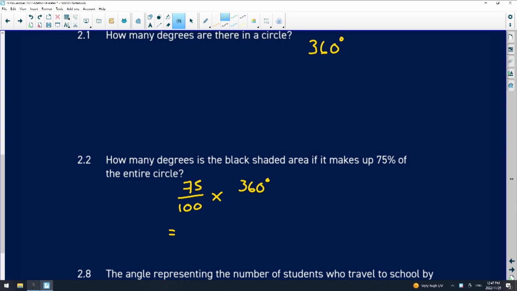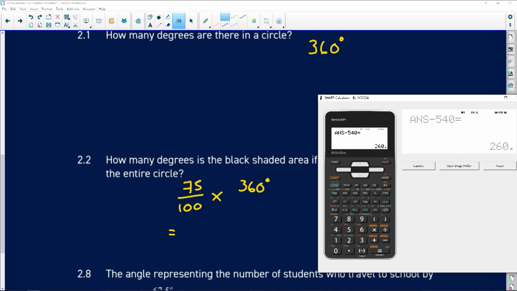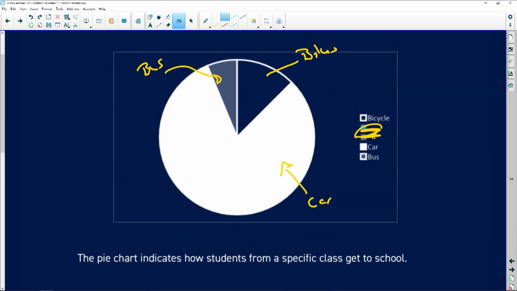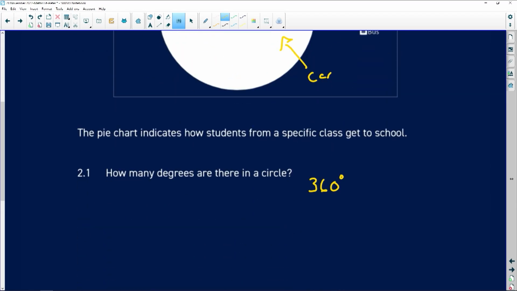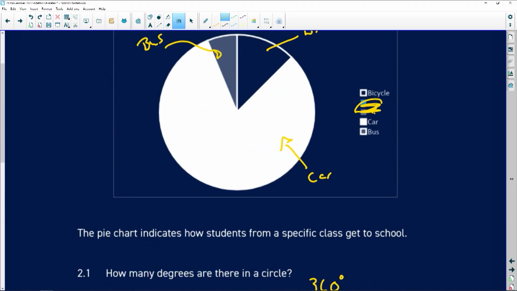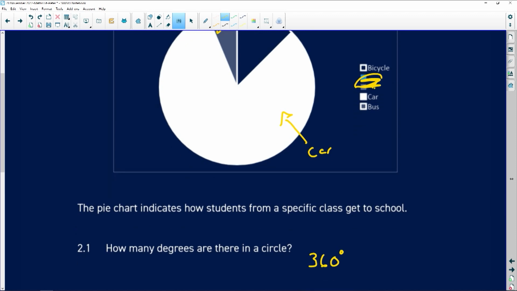So we're going to take out our little calculator here, and we want 75% or 0.75, multiply that by the 360, and we land up with 270 degrees. So the shaded area is going to be 270 degrees. In fact, it shouldn't be the black shaded area, it should be the white area. So the white area is the biggest area, and that makes up 270 degrees or 75% of the circle.